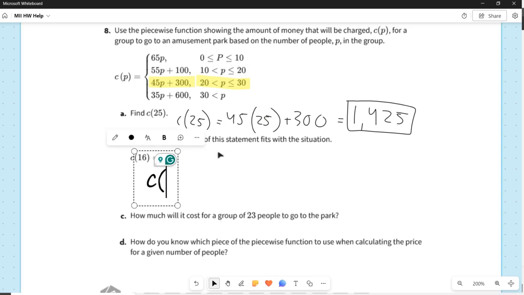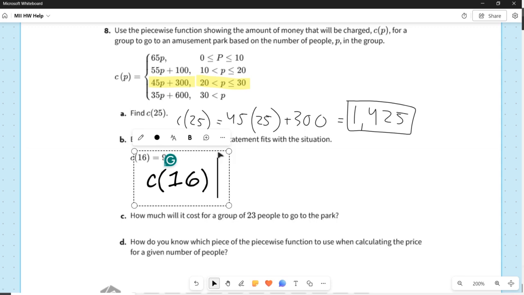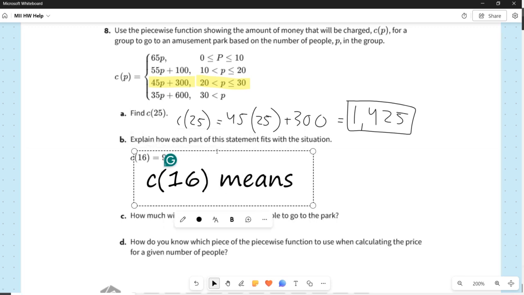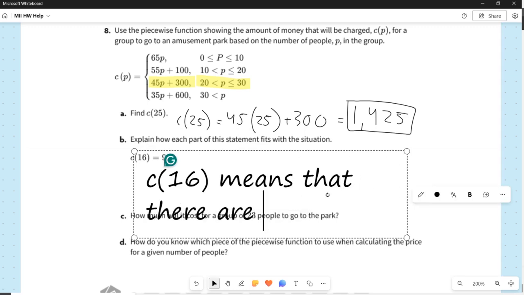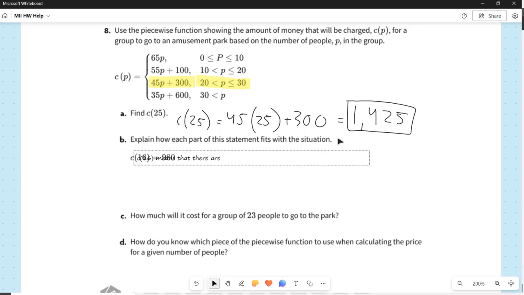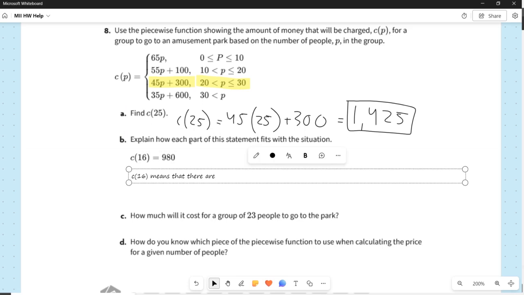So C of 16 means that there are 16 people. The 980, the result, means the cost will end up being $980 for those 16 people.